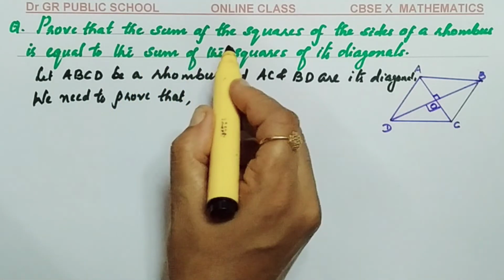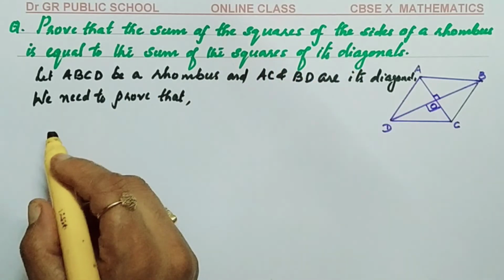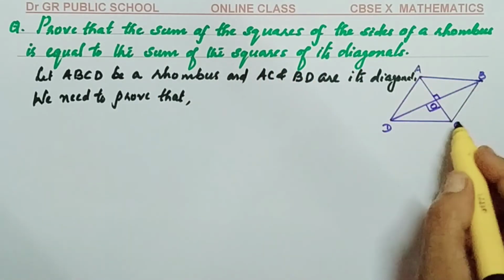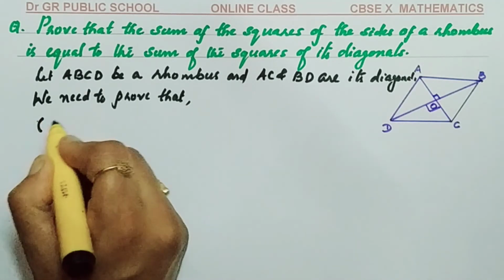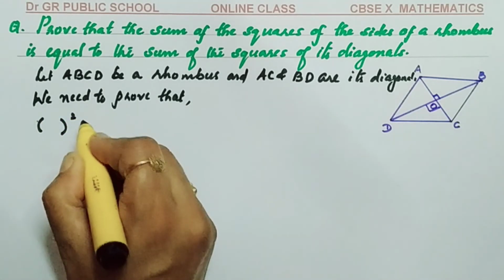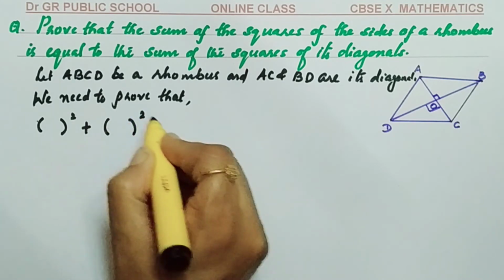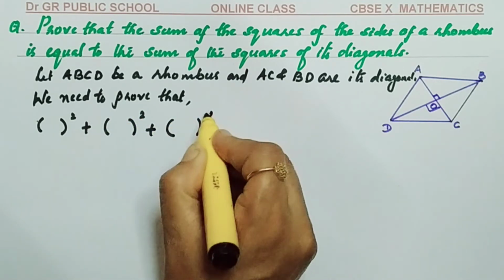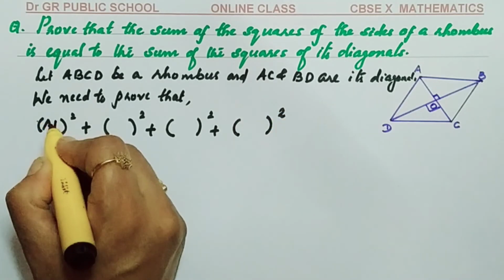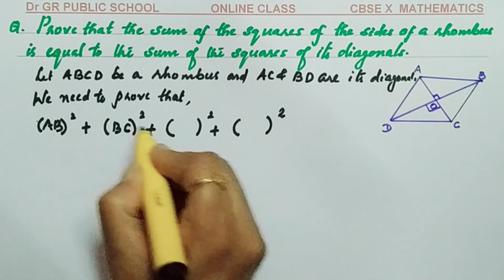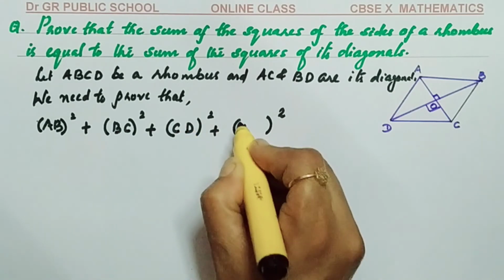The sum of the squares of the sides. Which are the sides? AB, BC, CD and DA are the sides.